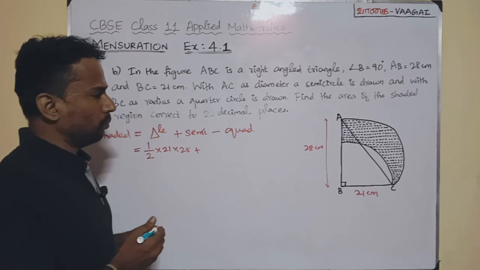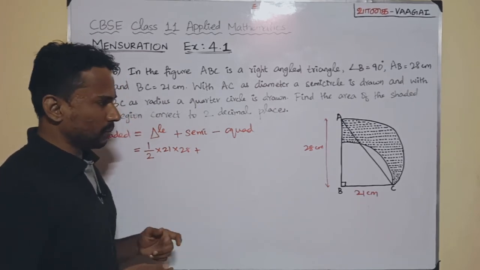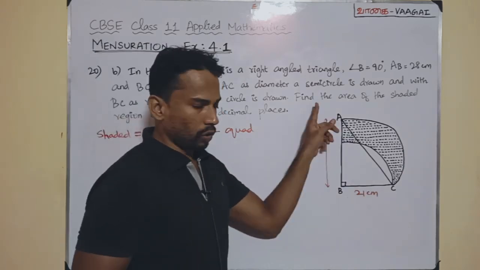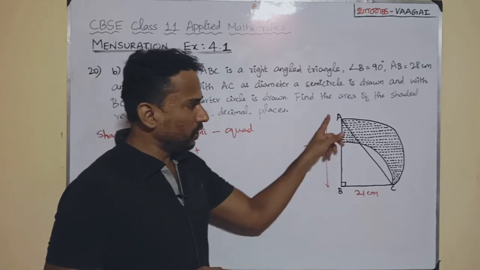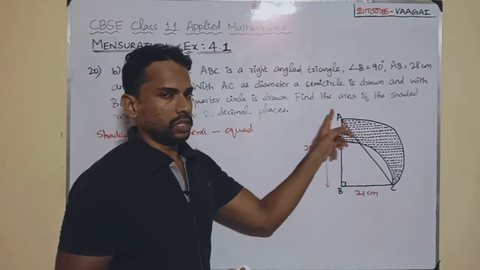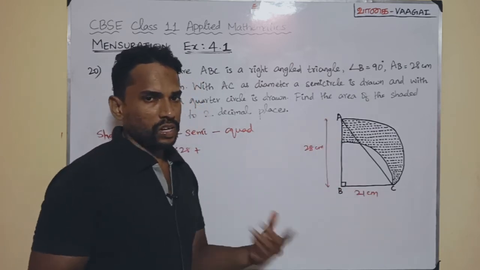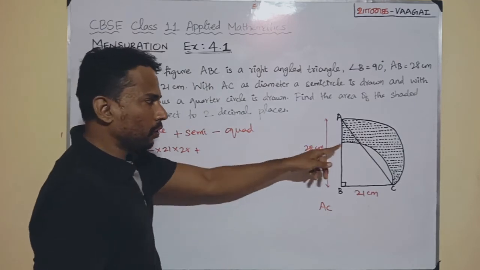semicircle. Now let's come to the semicircle. We should be doing it carefully. Now what about the semicircle? The semicircle is actually drawn with AC as the diameter. That means first of all we need to find the diameter, right? Now how to find the diameter of this semicircle, that AC? Very simple. AC is basically the hypotenuse of our right angle triangle.